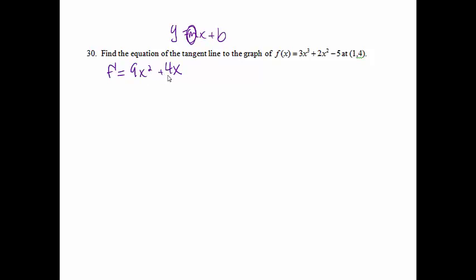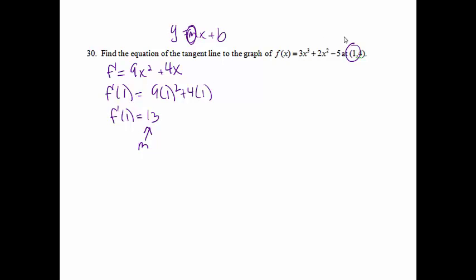Okay, biggest mistake that I saw people make on this one is that you wanted to set it equal to 0. We're not finding critical numbers on this problem. We're just trying to find the slope at this point. So to find the slope at that point, all we need to do is plug in 1 for our x. And so my slope will equal 13. So that is my m.